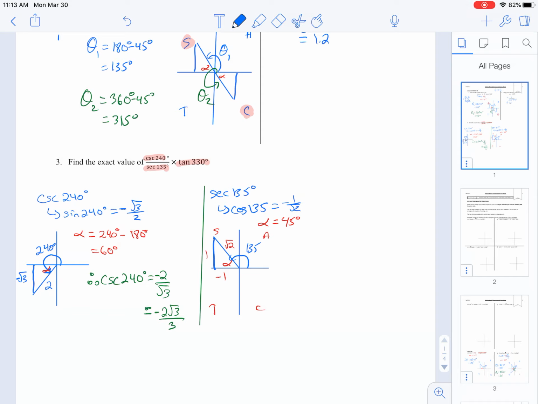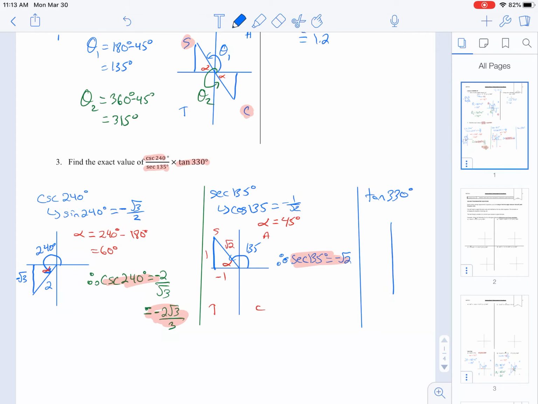Or if you, well actually we'll leave it like that, because therefore secant of 135 is going to be the reciprocal of that, which is -√2. So that's that one. So we've got our answers here. This one, and now we just need this last one, which is tan.